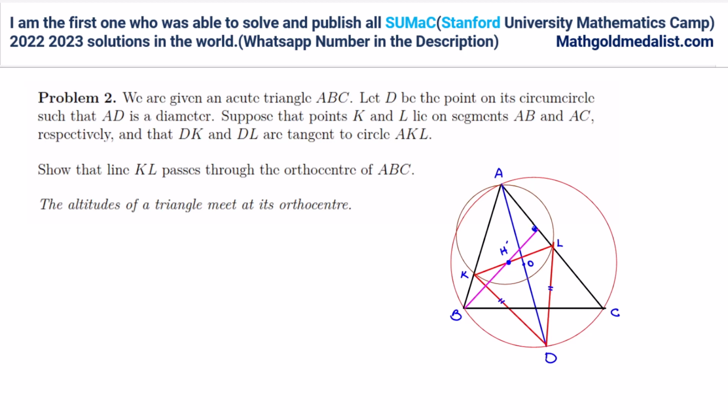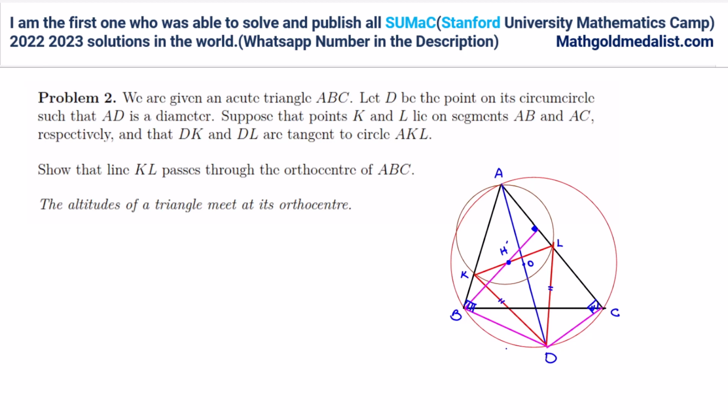Right. Okay. Altitudes are what? Perpendicular to the sides, right? So we have also the diameter of this circle. Because AD is the diameter, which angles are 90 degrees? ABD and ACD. Exactly. This angle is 90 degrees. This angle is 90 degrees.